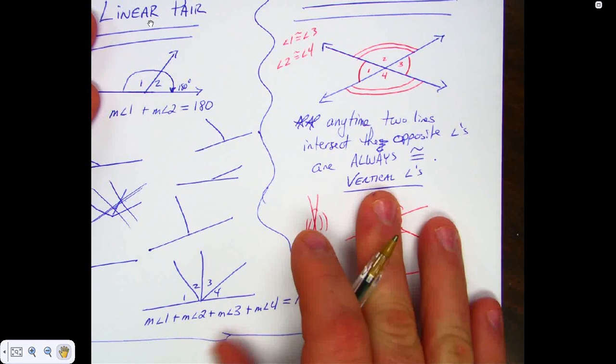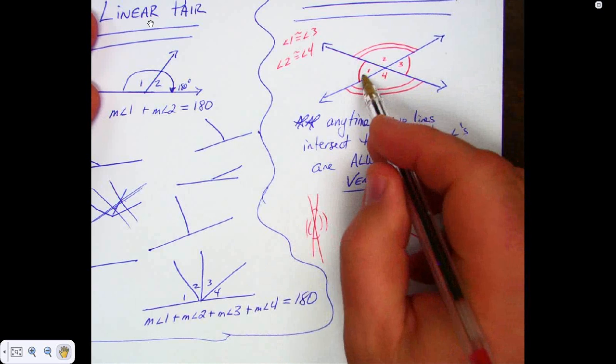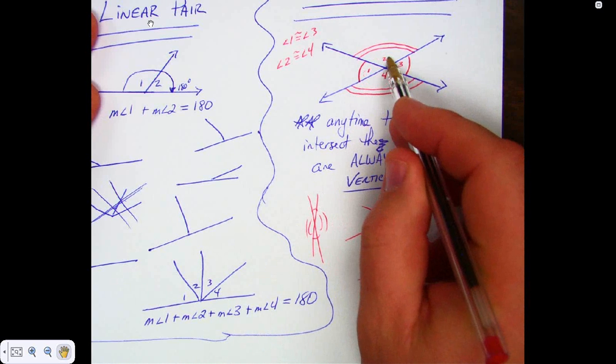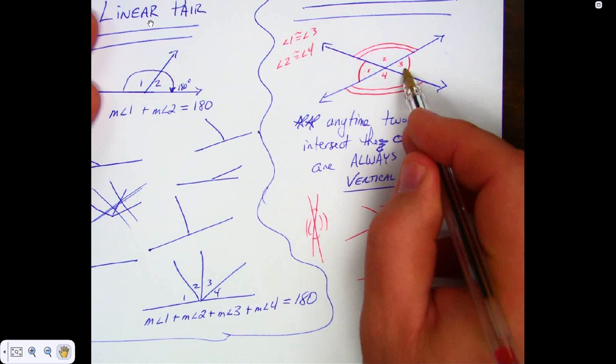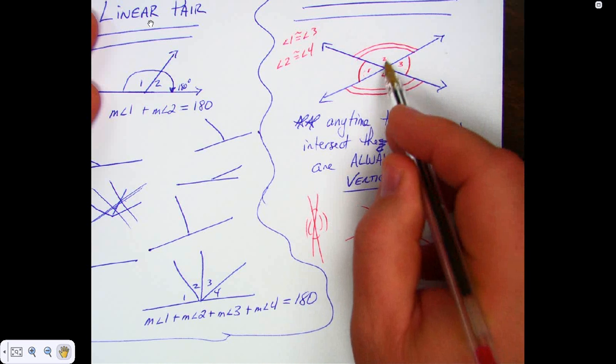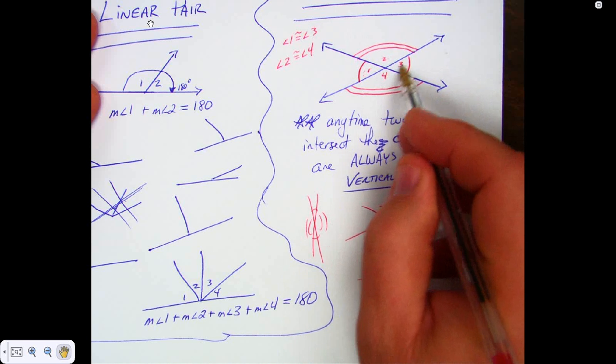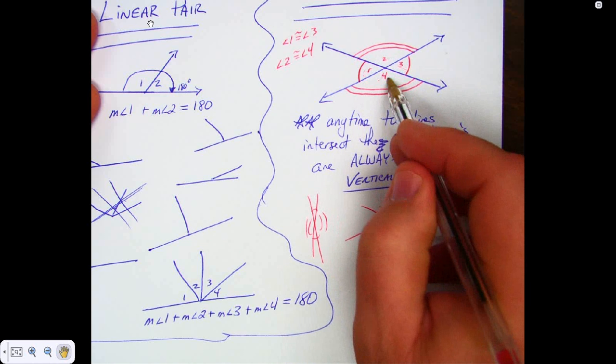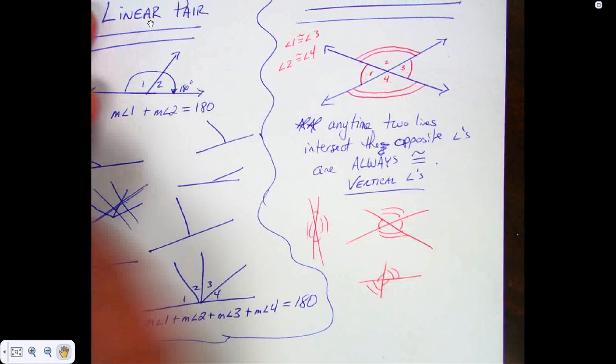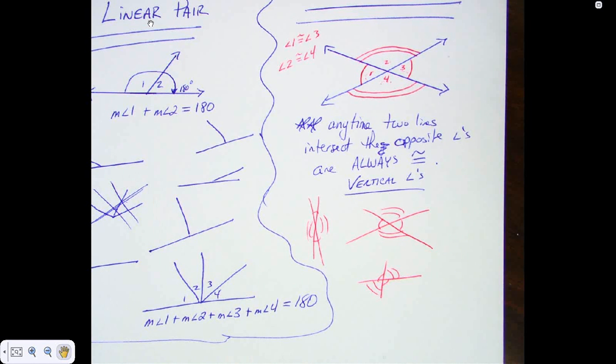These kind of relate to each other because what about 1 and 2? What do we know they add to? But 1 and 3 are congruent. 2 and 4 congruent. What about 4 and 3? What do they add to? 2 and 3. 1 and 4. But the opposite ones are the same. Make sense? Once again, you'll use that over and over and over again.